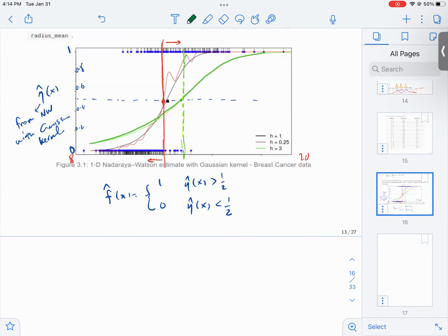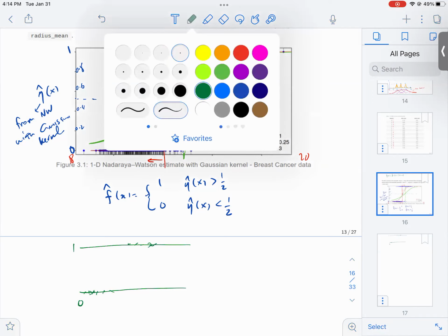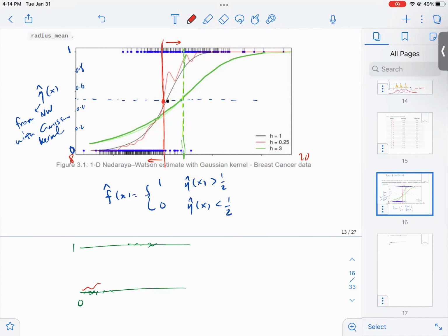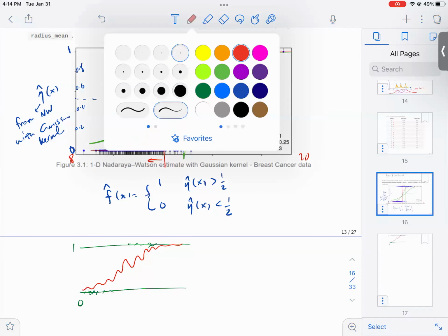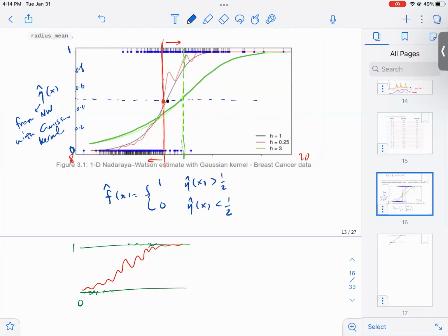I wish I could reproduce this figure, but you're saying something. Okay, so this is my 0, this is my 1. I have a bunch of data points here, a bunch of data points here. And then you have this ripple thing, and it goes back up, down, something like that. And then when you try to threshold at 1/2, it's at one of these local minima or maxima. So what would happen here?